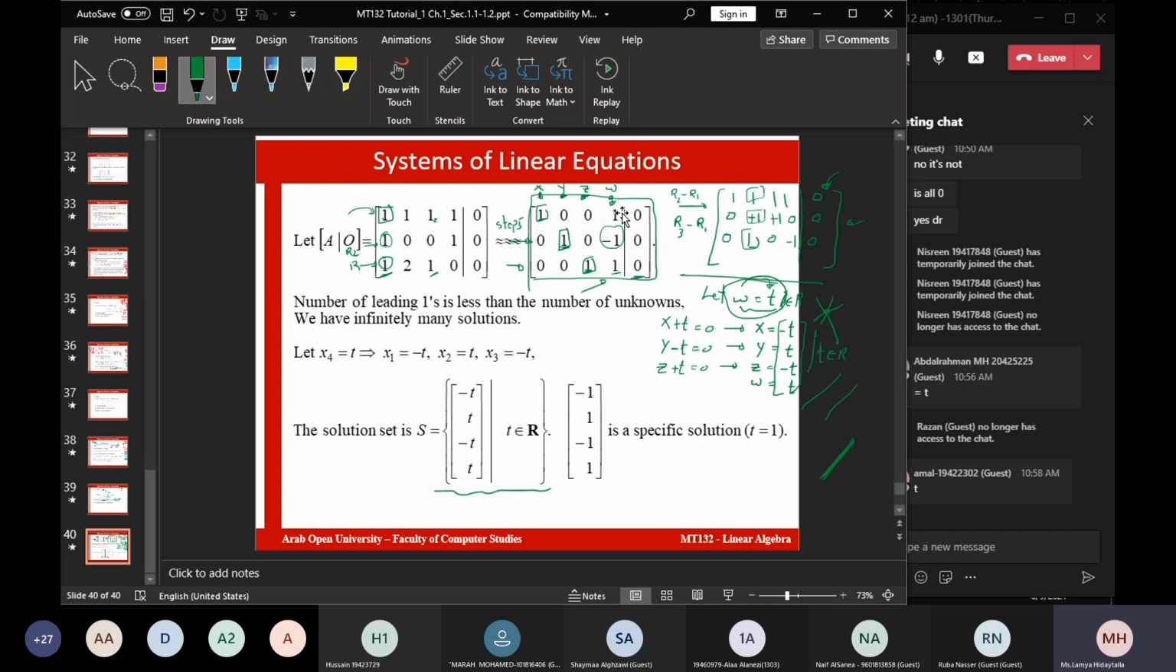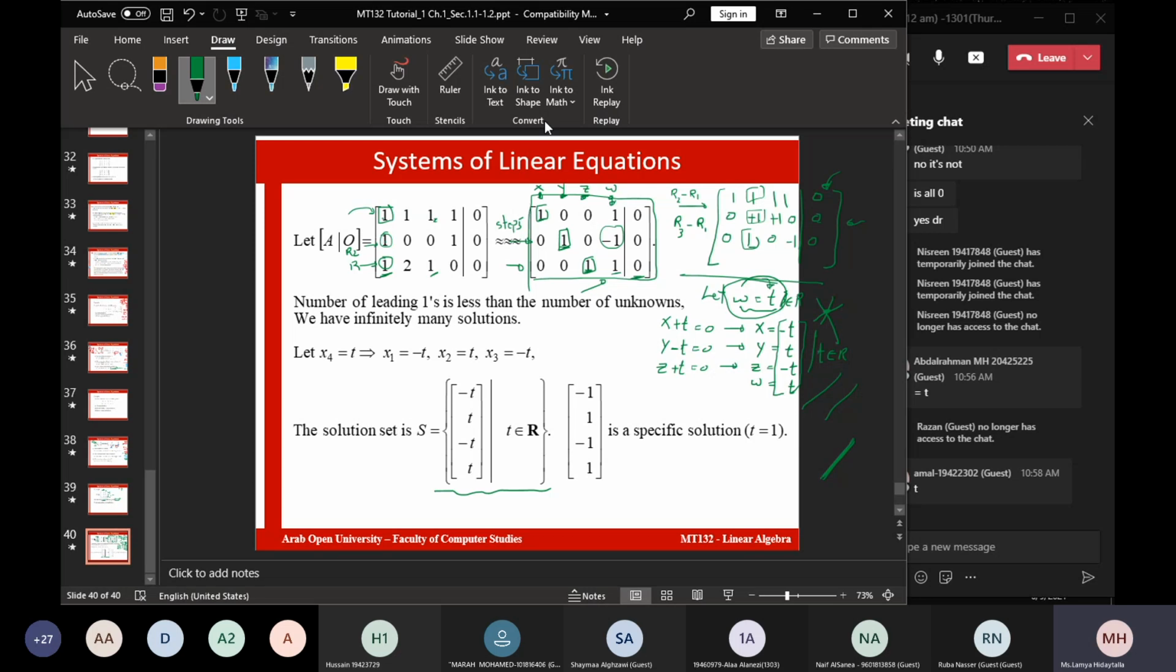We always, to get a solution, you know that the number of leading ones is less than the number of unknowns. So this is why we will have infinitely many solutions, correct? You know that. Okay. Now, how do we get the infinitely many solutions? We go and find which column has no leading one. So in our case, from the beginning in every row we have a leading one. This is the leading one. This is the leading one. This is the leading one, correct?